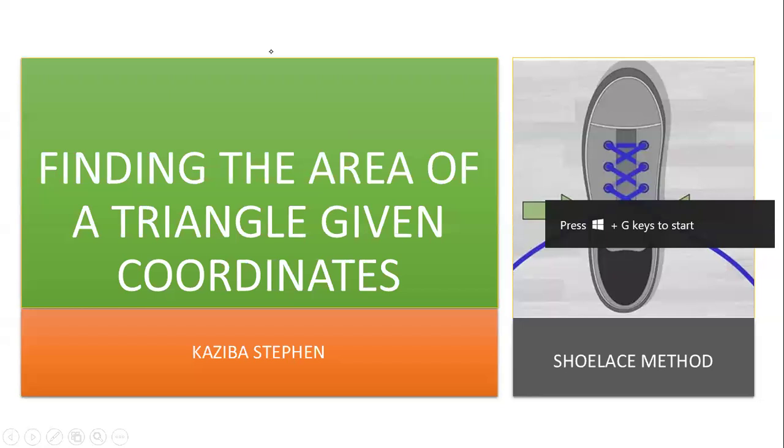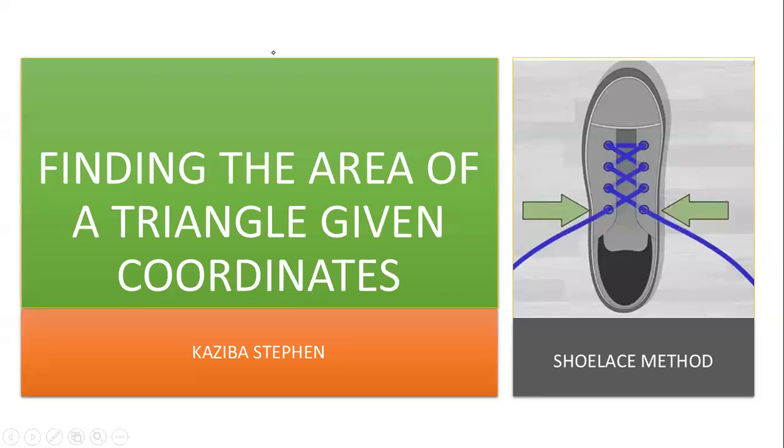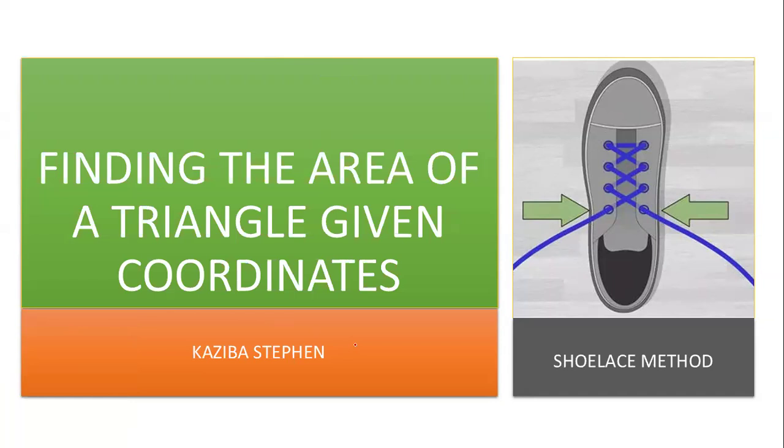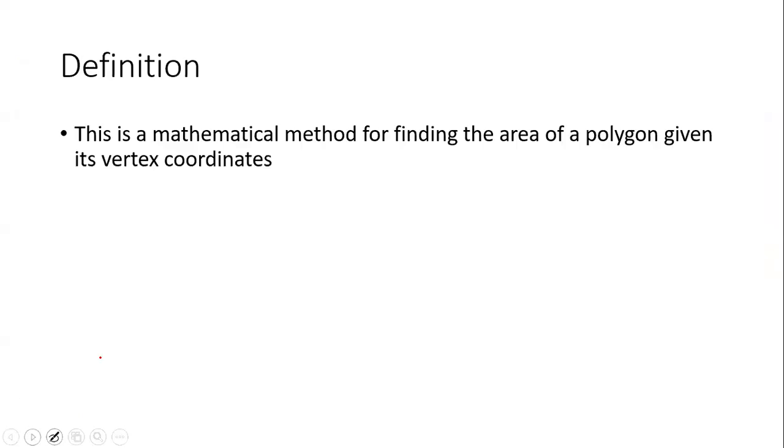We are going to look at finding the area of a triangle given the coordinates. My name is Kaziba Steven, and this particular method we are going to look at, we call it the shoelace method. Sometimes it's called the surveyor's formula, and sometimes people call it Gauss's area formula. The way you see how shoelaces are made is the same way we are going to use this approach. This is a mathematical method that we can use to find the area of a polygon when we are given the coordinates.